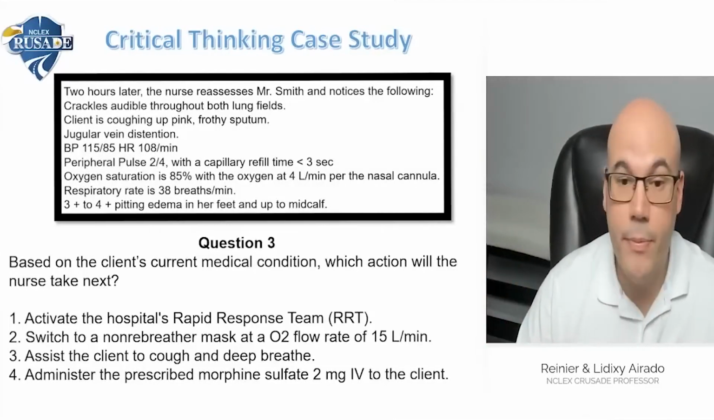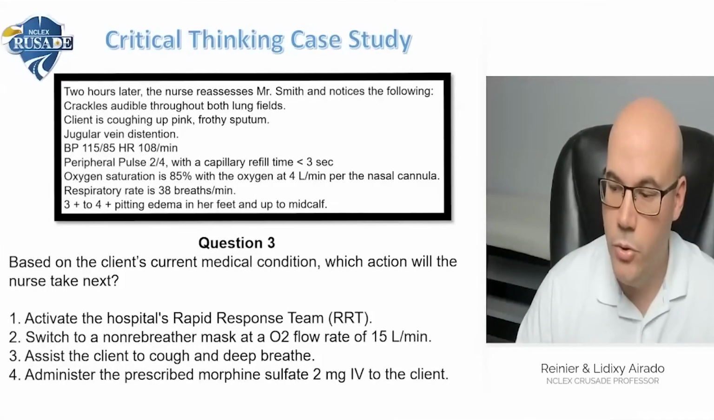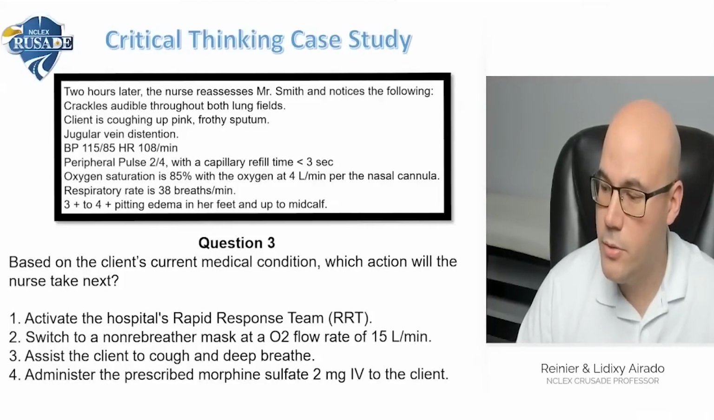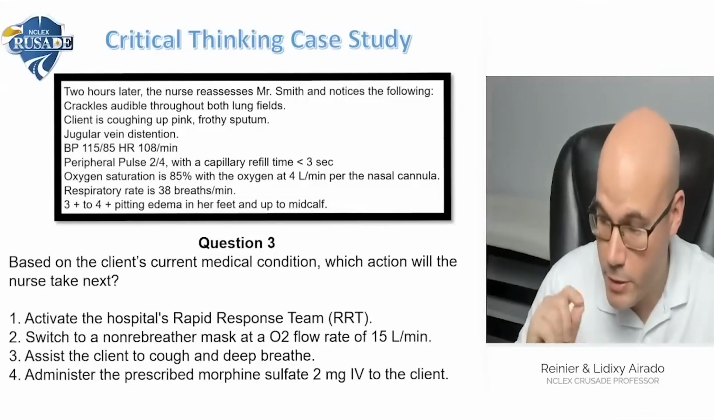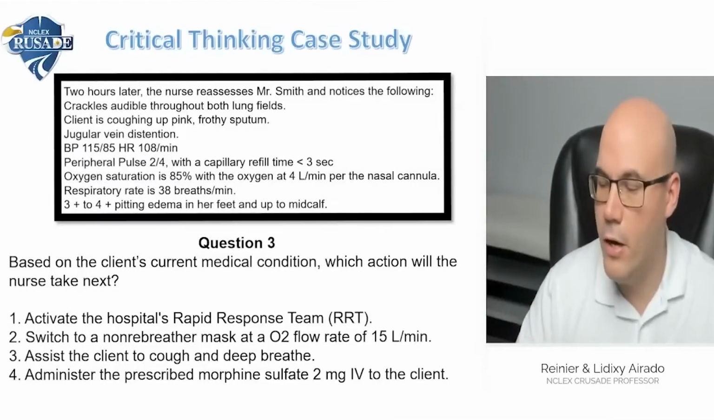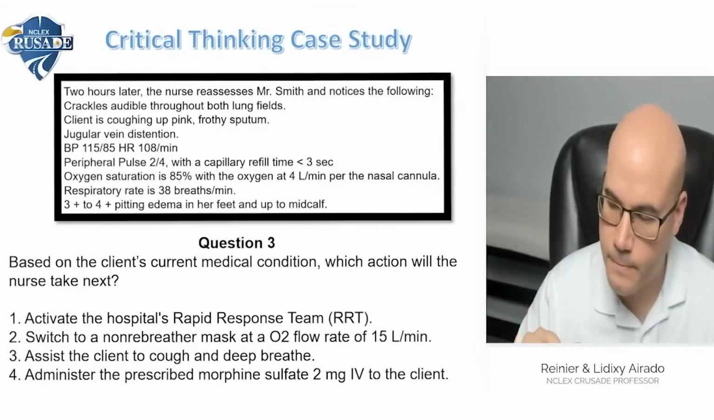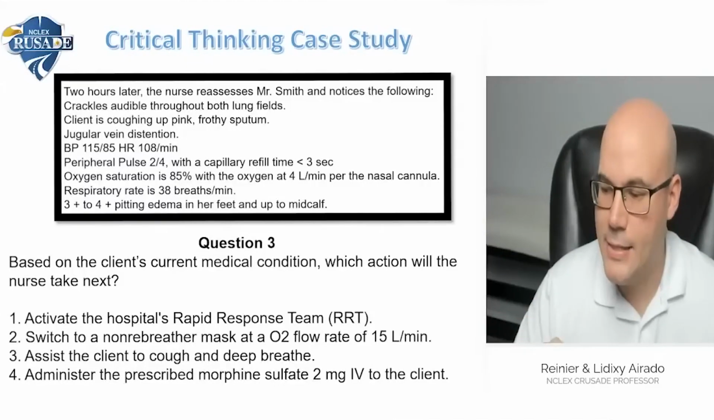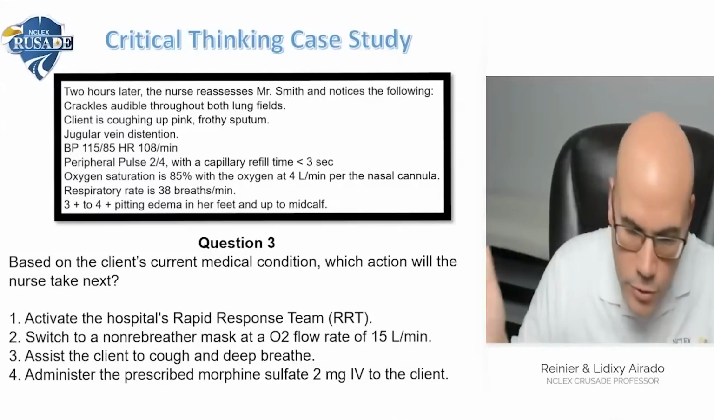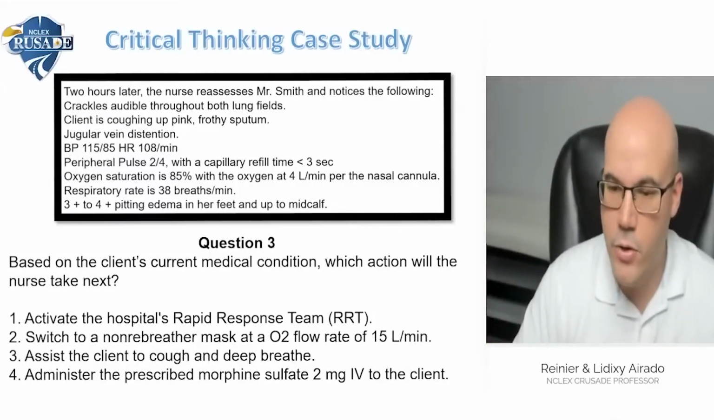1, activate the rapid response team. 2, switch to a non-rebreather mask at an O2 flow rate of 15 liters per minute. 3, assist the client to cough and deep breathe. And 4, administer the prescribed morphine sulfate 2 milligrams IV to the client. There are also several strategies that we could use here.